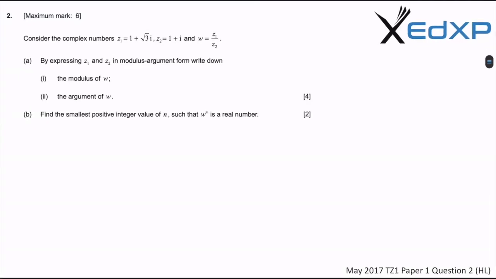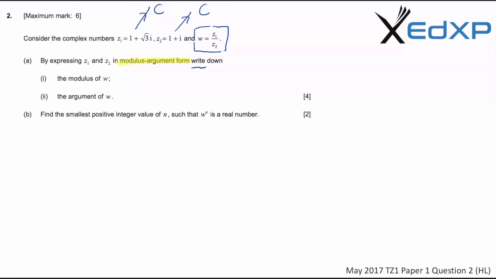The first question comes from the May 2017 Time Zone 1 Paper 1, Question 2. We have 2 complex numbers, one in Cartesian form, and the second one is also in Cartesian form. And we have a complex number W, which is Z1 divided by Z2. Part A says by expressing Z1 and Z2 in modulus argument form, write down. In IB, write down means no calculation is required.